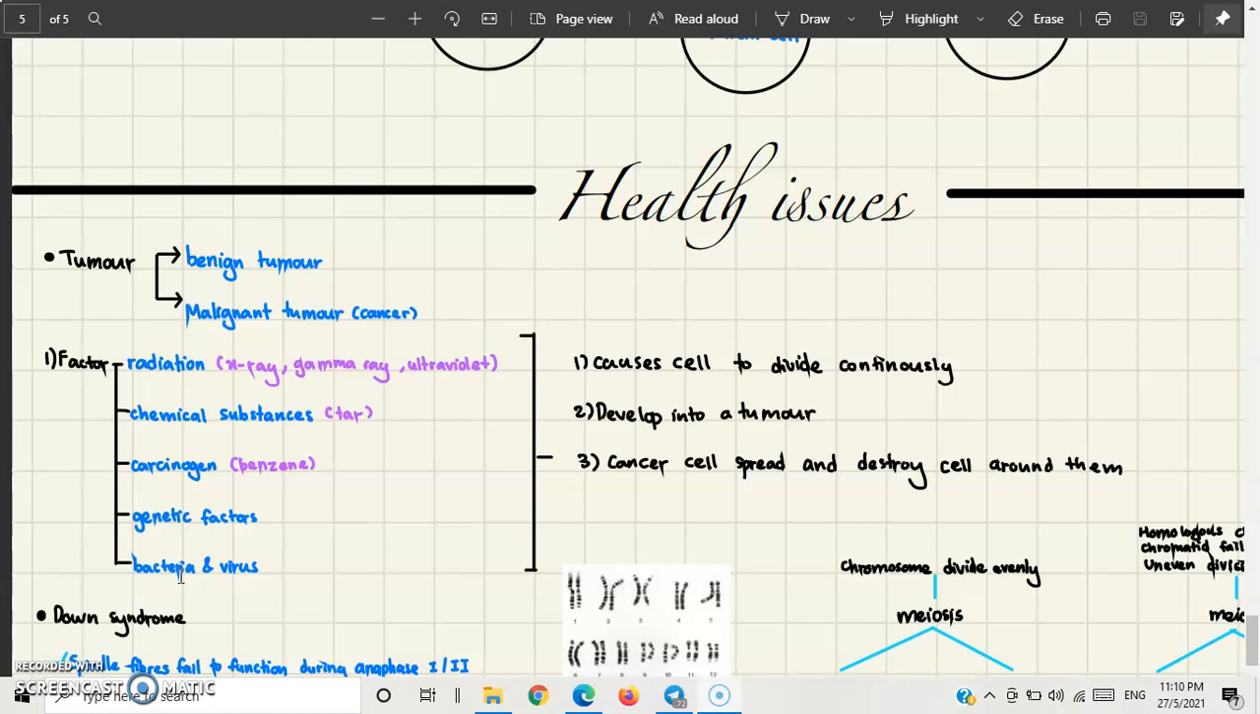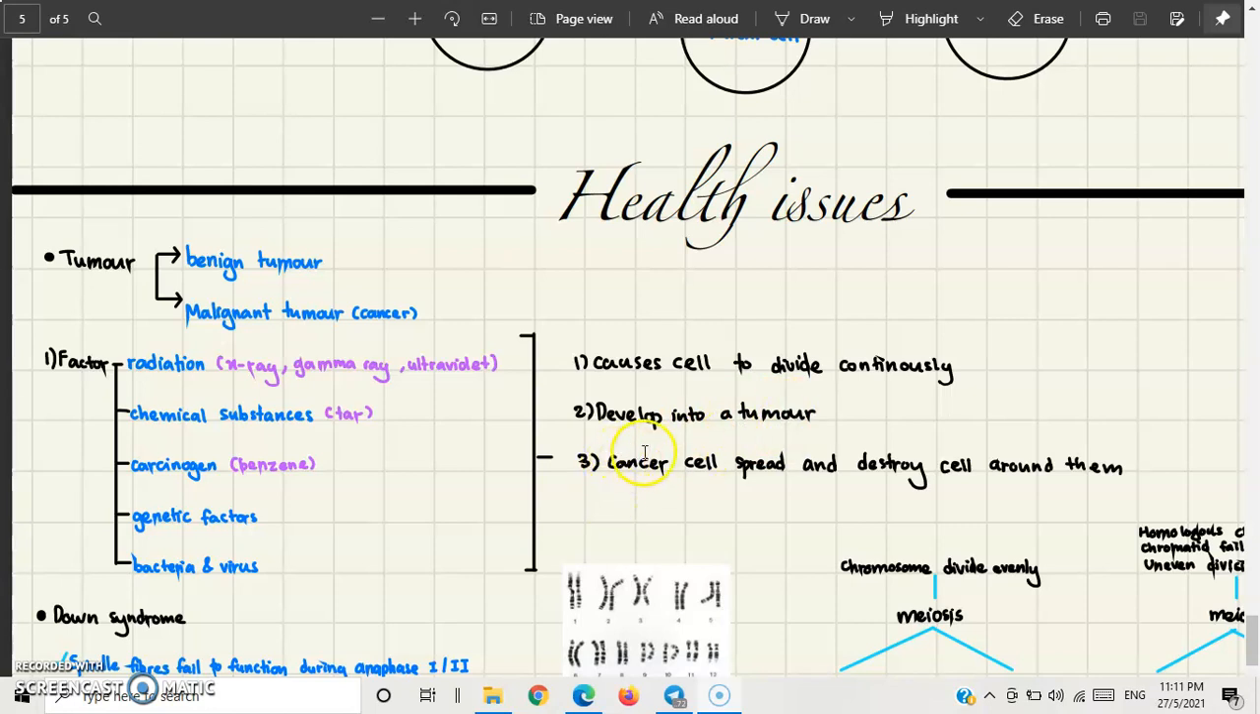Okay, so what happened? All these factors will cause the cell to divide continuously without control. And then what happened? It will develop into a tumor, and then it will develop into cancer cell.